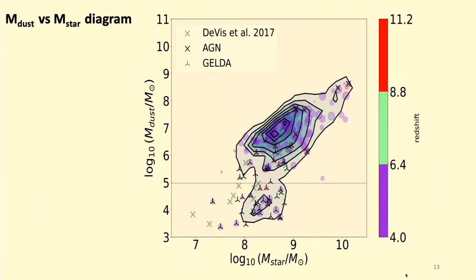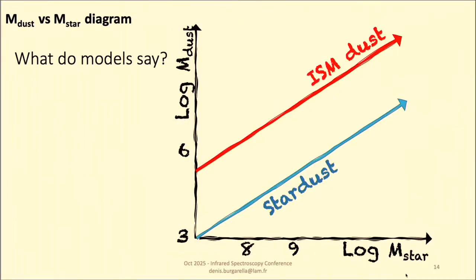We didn't observe that before, but many people tried to model these galaxies. And basically what we have, that's the same M dust, M star. We have two sequences. This is the ISM dust, galaxy with ISM dust mainly, grown. And this is the stardust. So you see that you have quite a large difference between the two.